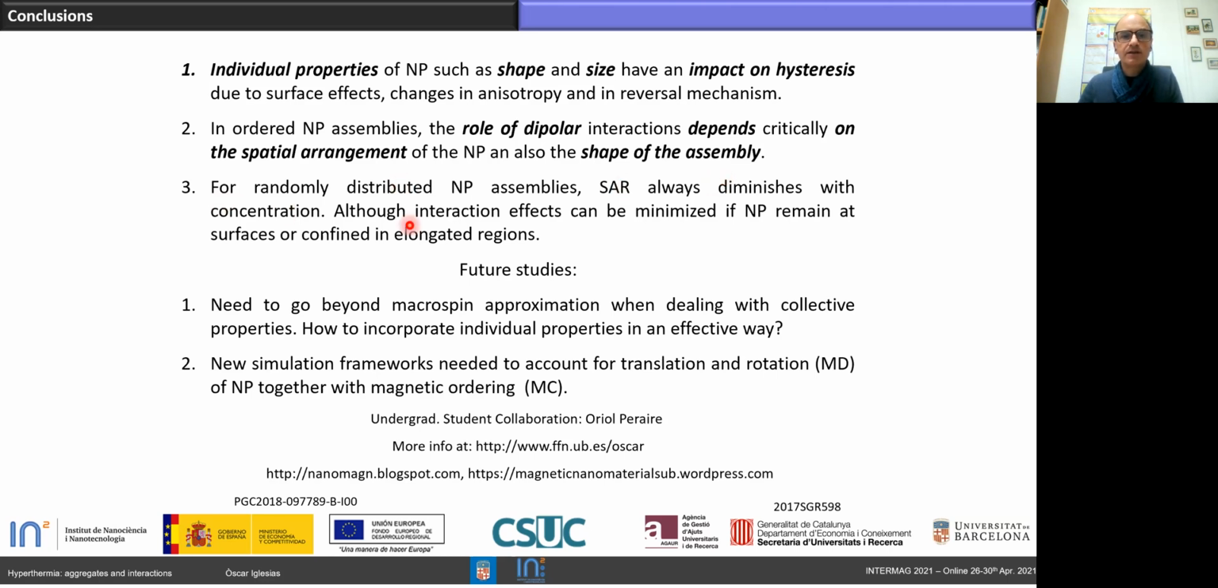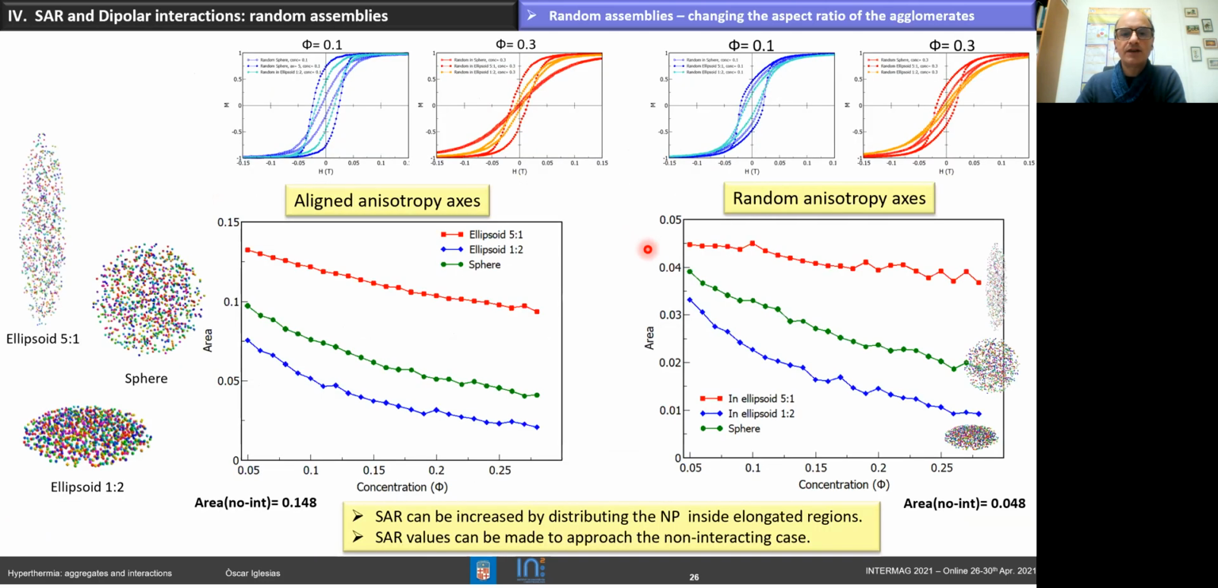Whereas for randomly distributed assemblies, SAR is always diminished with the concentration, although the interaction effects can be minimized if we're able to place the particles at the surfaces or confined in elongated regions.